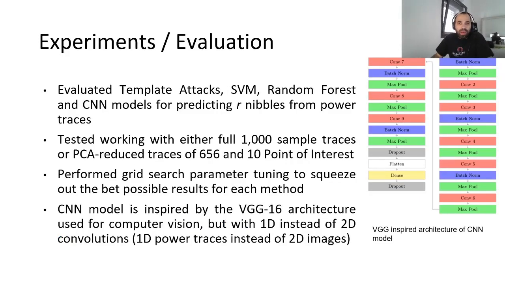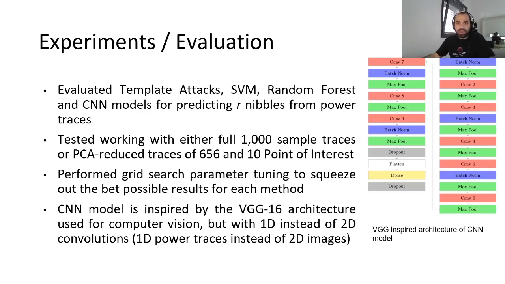So, a number of different attacks were implemented and evaluated, namely template attacks, the classical machine learning algorithms SVM and random forest, and finally convolutional neural nets. Each method was evaluated by first training it on the profiling dataset and then letting it predict the correct nibble of the ephemeral key given a single power trace from the test set. Testing was done with both the full 1000 sample traces and also traces pre-processed with PCA for dimensionality reduction.